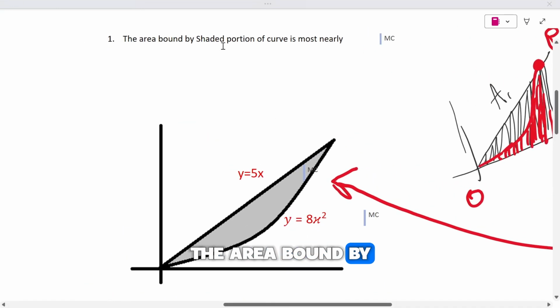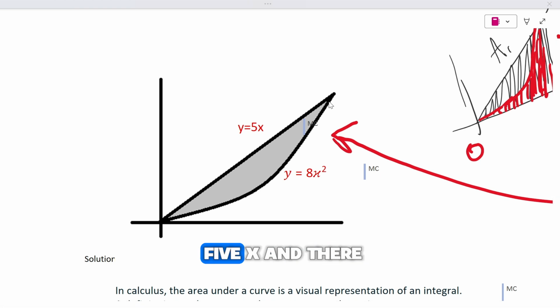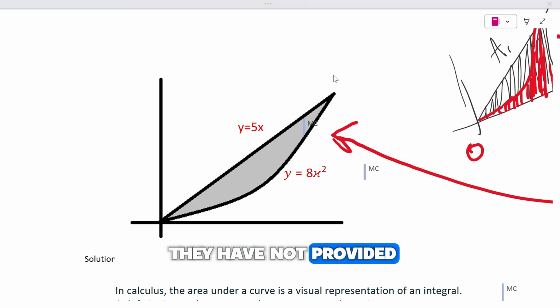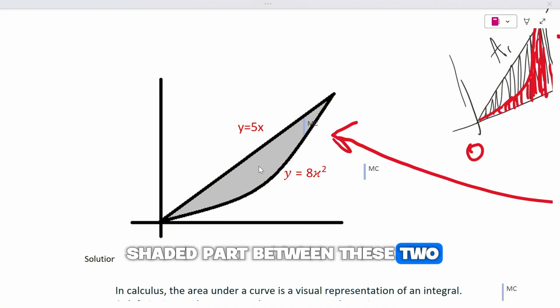Area bound by the shaded portion of the curve is most nearly. So you have this y-axis and x-axis, and there is a line going here, y is equal to 5x, and there is a curve which is y is equal to 8x squared. This is only what is given. They have not provided any other information. Now they are asking you what the shaded part between these two is.